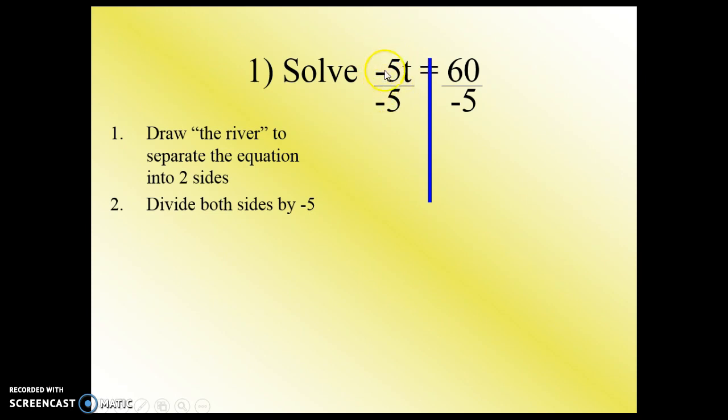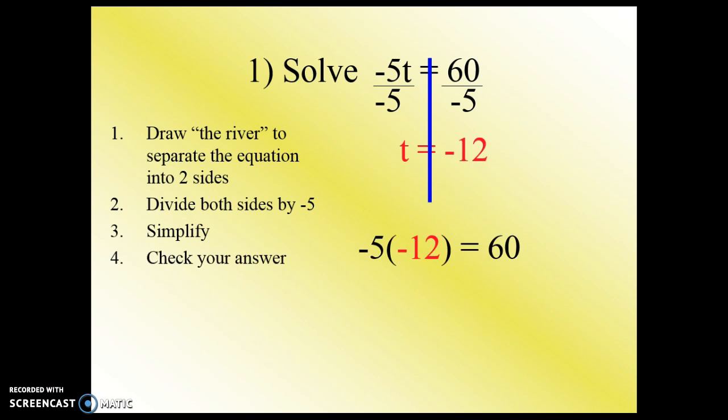The negative 5s cancel each other out on your left side, so your t will come down. Then 60 divided by negative 5 gives us negative 12. Well, don't forget, we have to check our answer. Even if this seems like a simple problem, we have to check our answer to make sure our calculations are correct. So we plug our negative 12 back into the equation, and we get 60. So our equation does work.